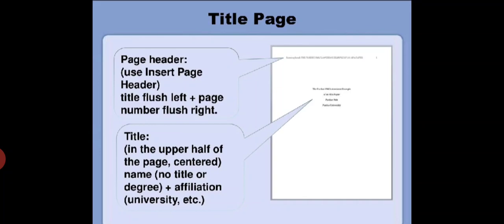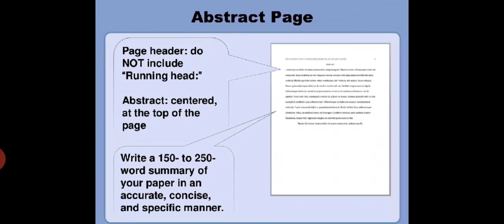Title in the upper half of the page, centered. So the title would be centered. Name, no title or degree, plus affiliation means university. You would write your name and the university in which you are studying. This would be the title page.